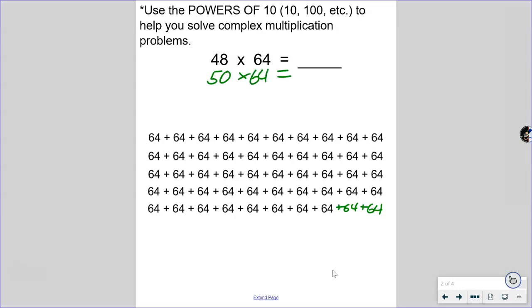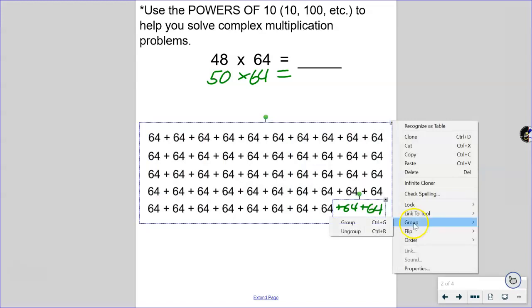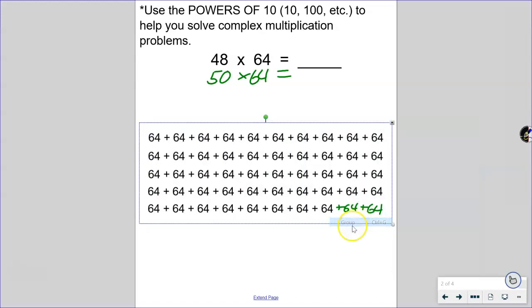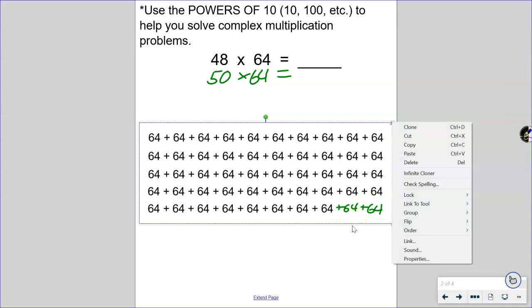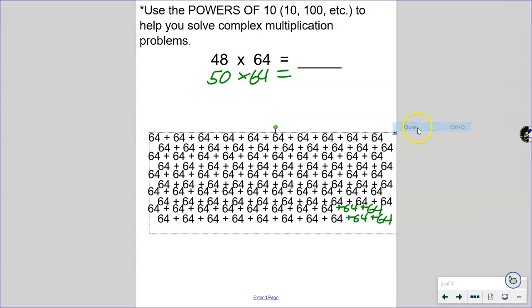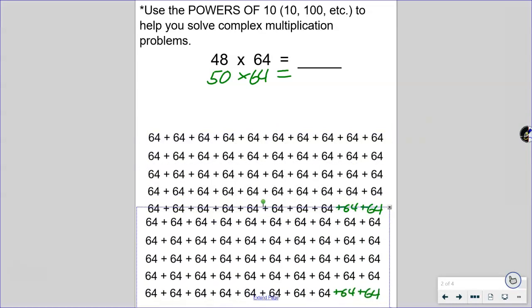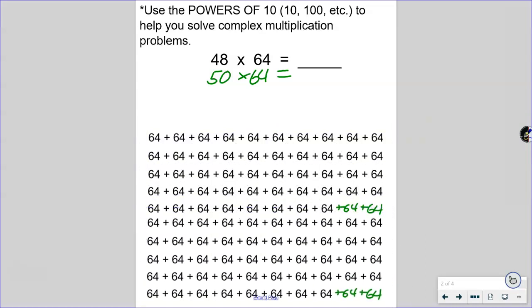Now, at this point, you're probably like, I still don't know what that equals, 50 times 64. But now what I'm going to do is I'm going to use a powers of 10 number. Because if I take, I'm going to group these really quickly. If I take all of these 64s and then double, and I'm going to go ahead and clone that, the amount of them, now instead of 50 of them, how many do we have? We have 100 of them.